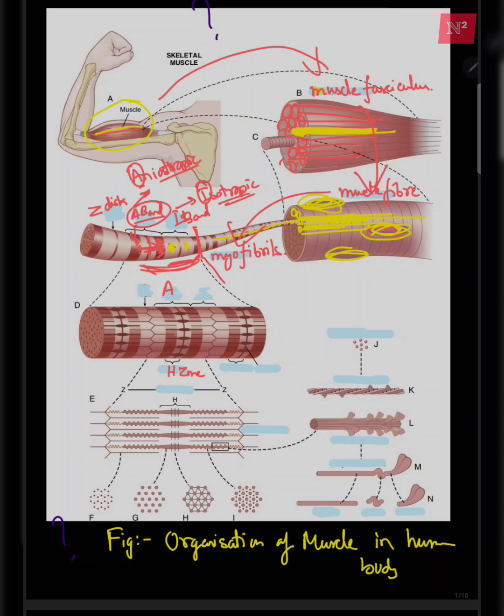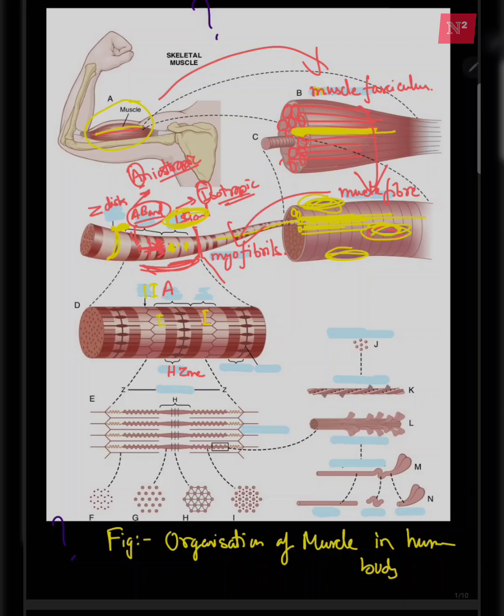And on either side of the H zone we have the dark band area. And either side of the dark band area, this is the I band area. This is the I band. This I band is shown over here, and this I band is shown over here. Okay, this is the I band.